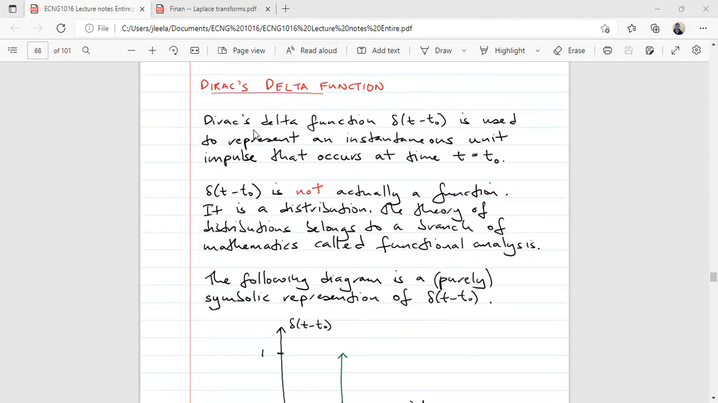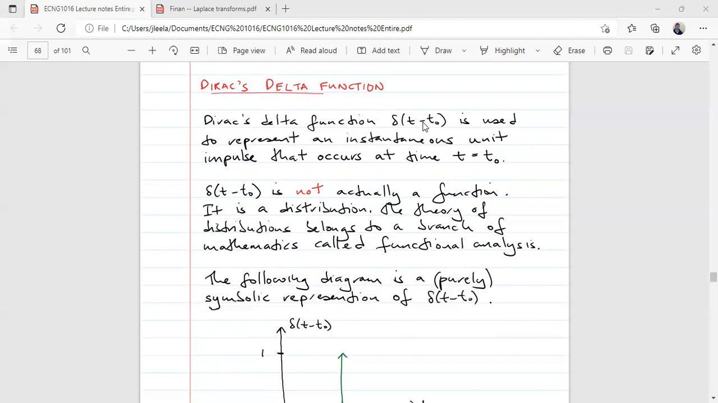The Dirac delta function. This is how the function is represented, delta of t minus t naught. This gives you an indication similar to the notation for the Heaviside function, h of t minus t naught. However, this is a different type of function. It's actually really not a function. We're just representing it in terms of a function. It's used to represent an instantaneous unit impulse that occurs at time t equal to t naught, rather, not t minus t naught.